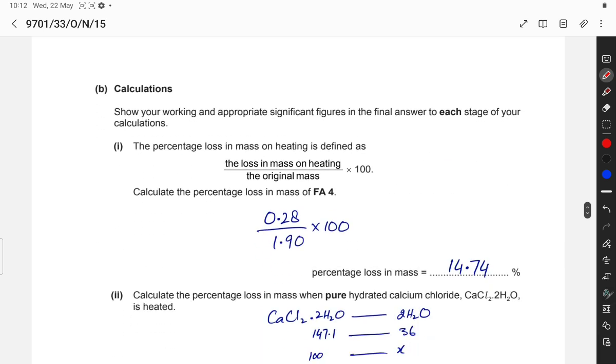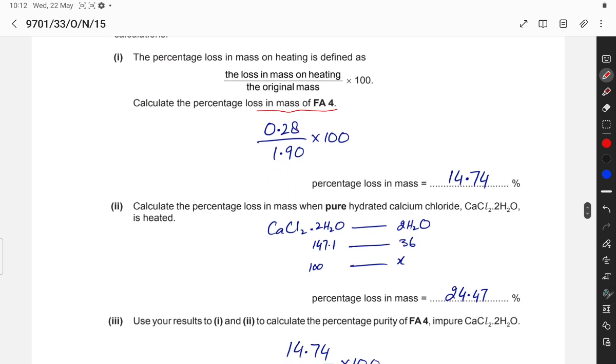Show your working and appropriate significant figures in the final answer to each stage of your calculation. The percentage loss in mass on heating is defined as the loss in mass on heating divided by original mass into 100. So calculate the percentage loss in mass of FA4: 0.28, the loss in mass on heating, divided by 1.90, the original mass, into 100, that is 14.74 percent.